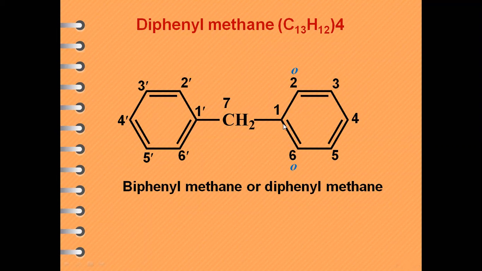If we are going to start the numbering of this compound, we can do the numbering in this way, as these two rings are the same. So according to the IUPAC nomenclature system, we can name this 1, 1 dash, 2, 2 dash, and these are the positions of this ring, that is ortho position, meta positions, and para positions. So these are the ortho dash, meta dash positions, and para dash positions. So this compound is also coming under the category of diphenylmethane.